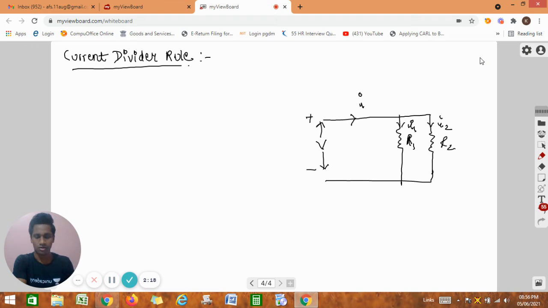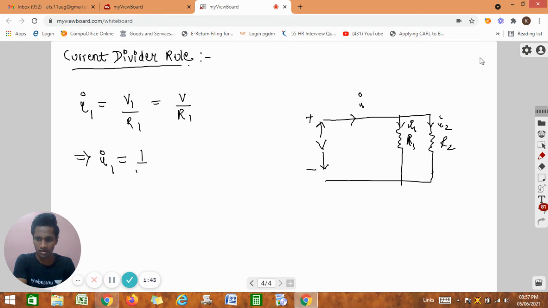Now the current divider rule says the value of current through any resistance which is in parallel with the other resistance is found out as, let's say, I1. Using Ohm's law, we know that it is V1 divided by R1. Now when the resistances are connected in parallel, the value of the main supply is always constant. So in this case, there is only V. So we will get V upon R1. Now, if the value of the main supply, that is V, is not given to us, we can find it using I and R only.